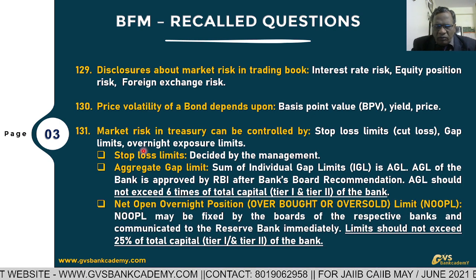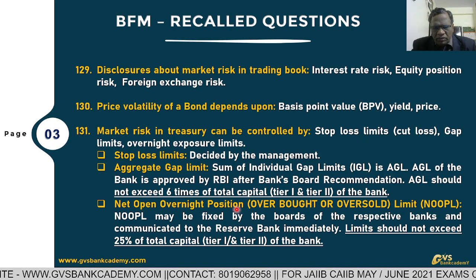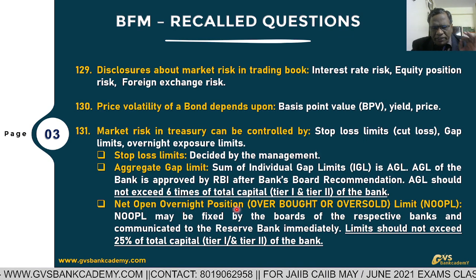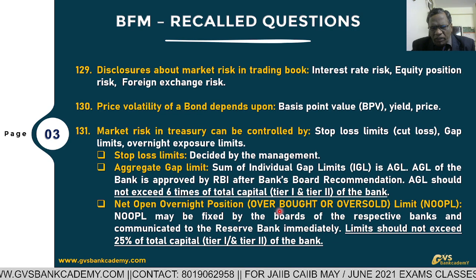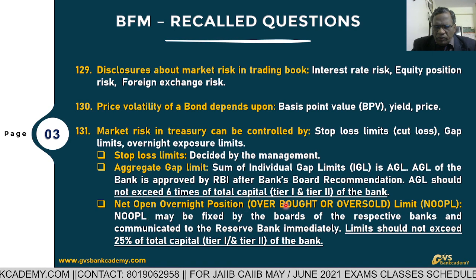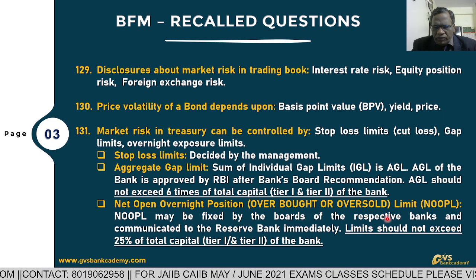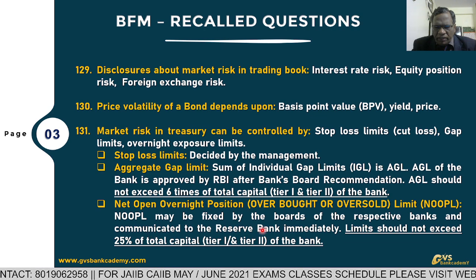Then net overnight exposure. Net open overnight means the uncovered portion by the day end, which may be overbought or oversold. That limit is called NOOPL, the net overnight open position limit. It may be fixed by the boards of the respective banks, and it is to be communicated to RBI.